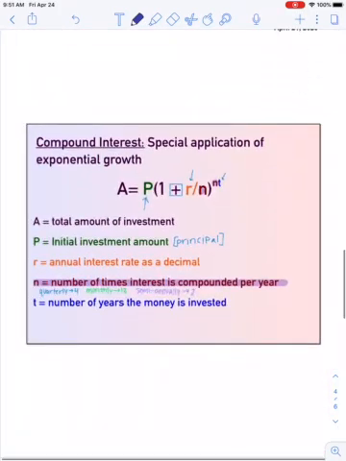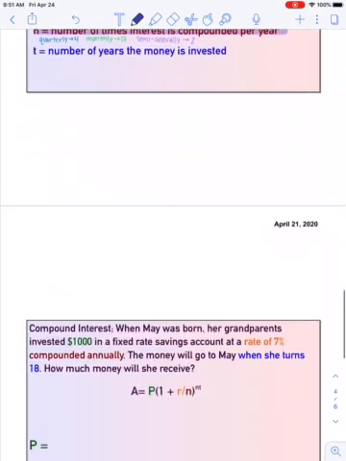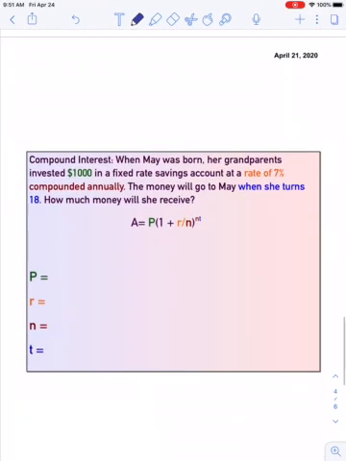Annually is just once a year. So it just depends on what the word is, what your N is, okay? And then T is still time. So let's look at this.